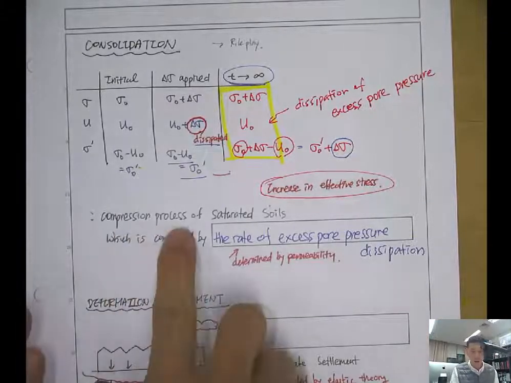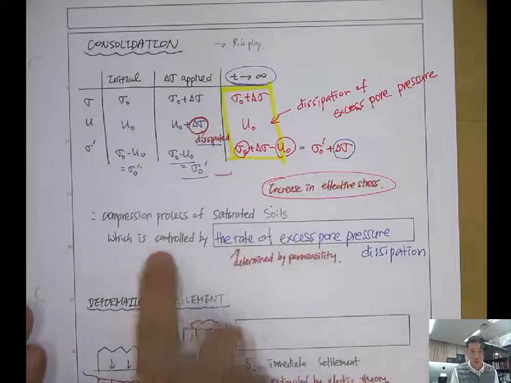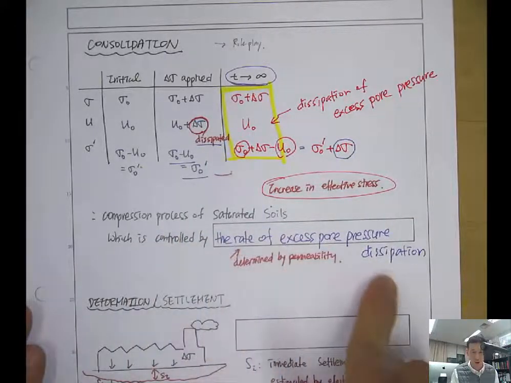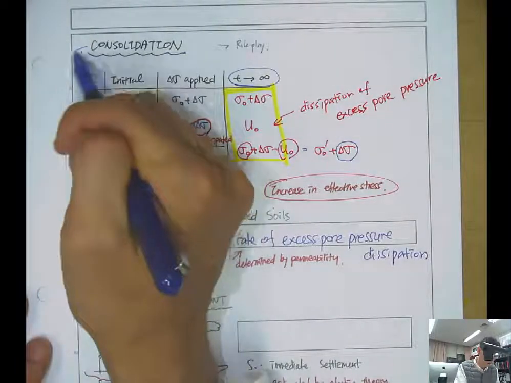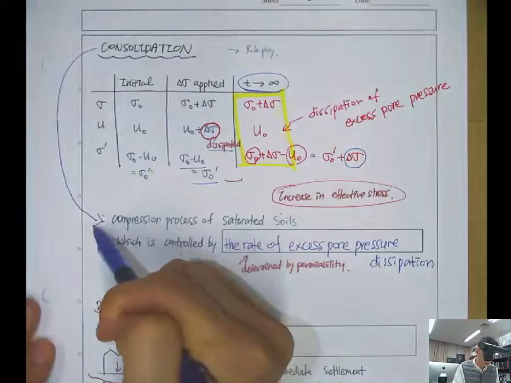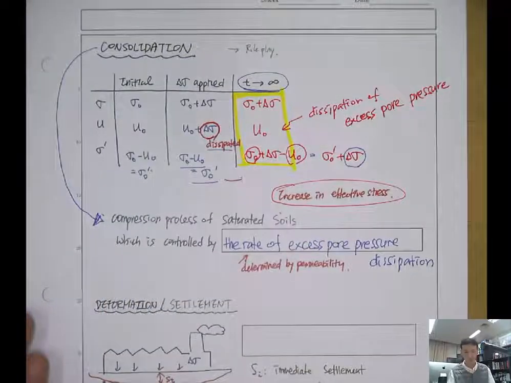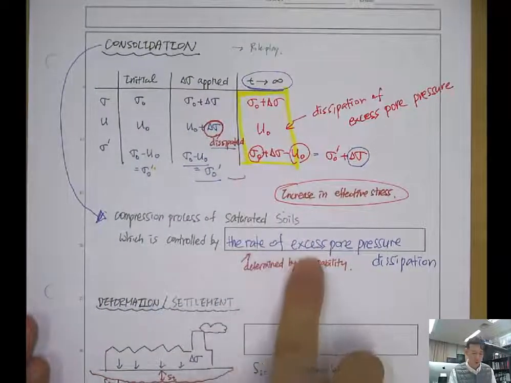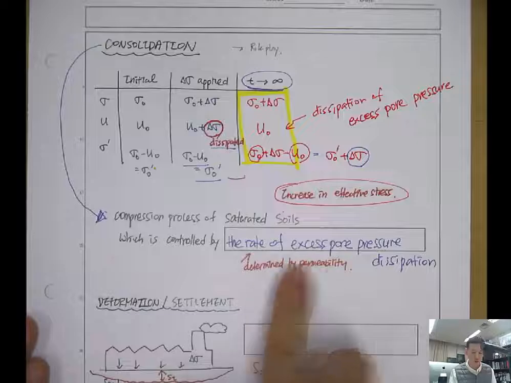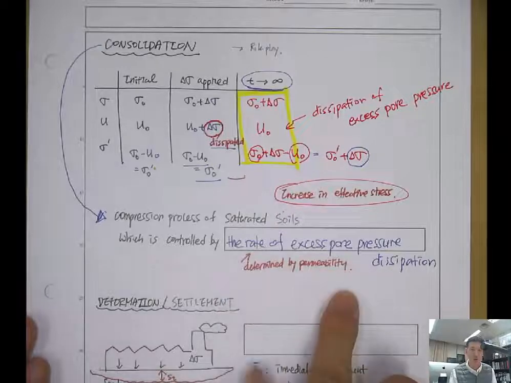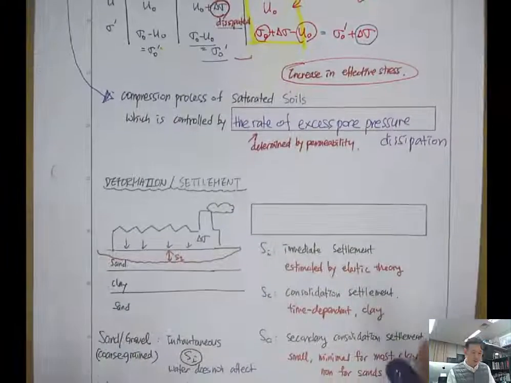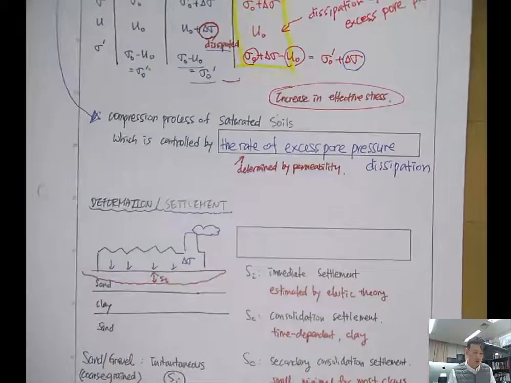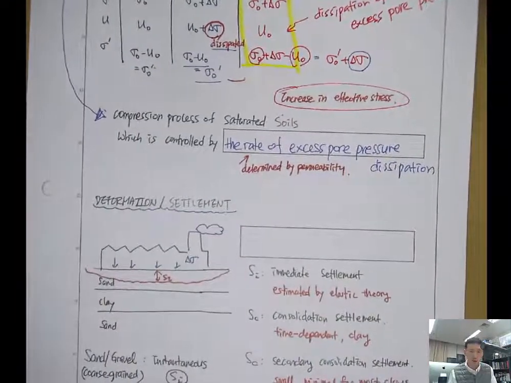And the compression process of the saturated soil, which is controlled by the rate of excess pore pressure dissipation, is called consolidation. And this dissipation rate of excess pore pressure will be determined by the permeability. Okay, that was a very important definition about consolidation.